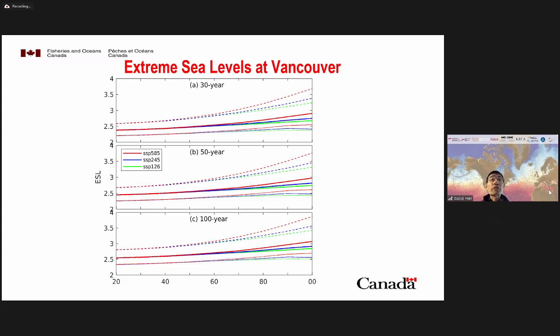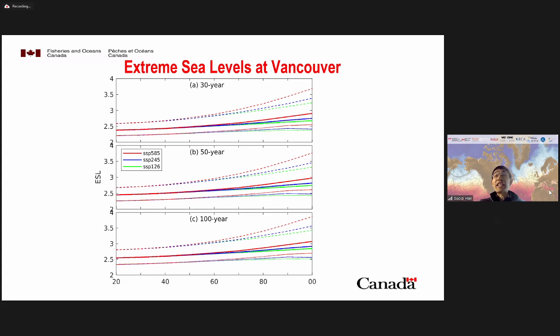And this shows the projection of extreme sea levels versus time, for different emission scenarios at Vancouver. Just to give you some sense, depending on the scenario and also changing with time, it generally increases.